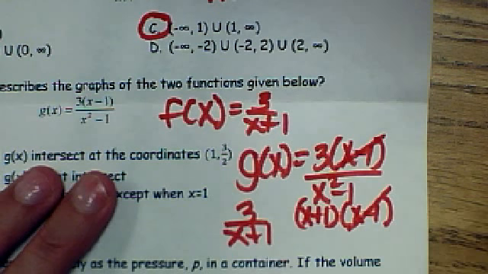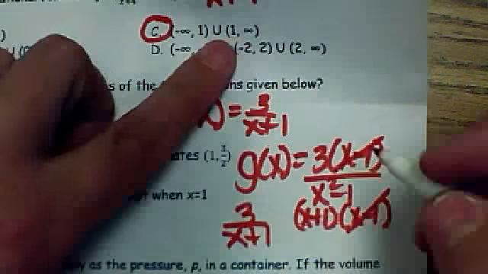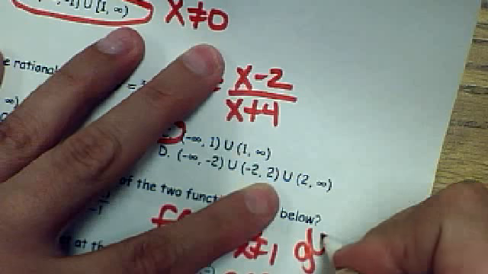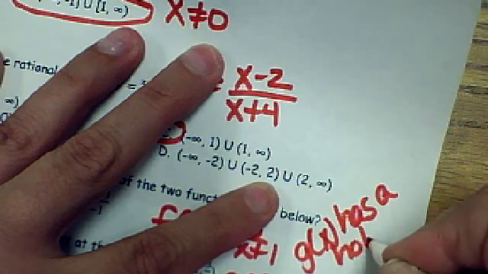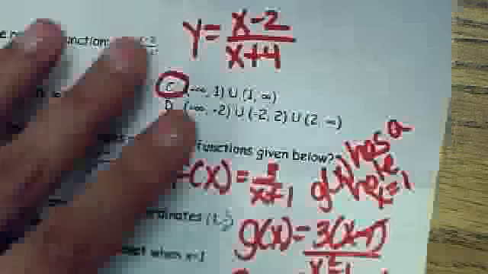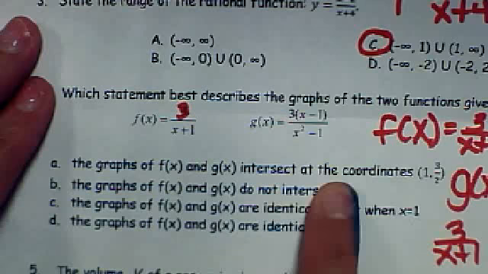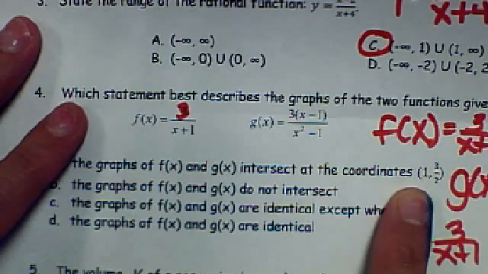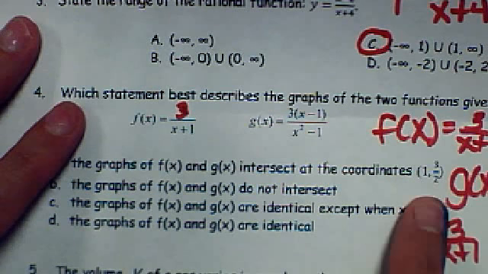When those x minus 1s cancel, what does that create in our graph? When factors cancel, that creates a hole. So g of x has a hole. That hole is at x equals positive 1. So if we look at our answer choices, do they intersect at that 1? No, because that one has a hole, so they can't intersect there because there's a hole.